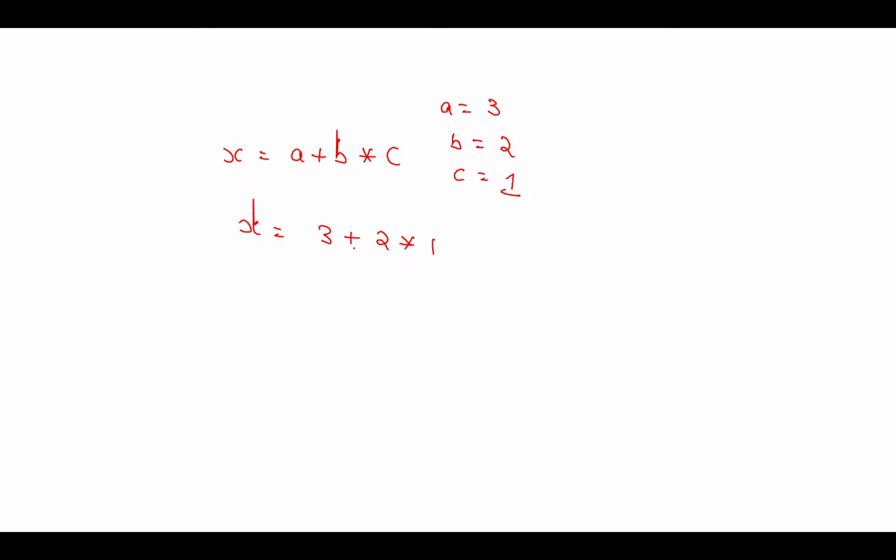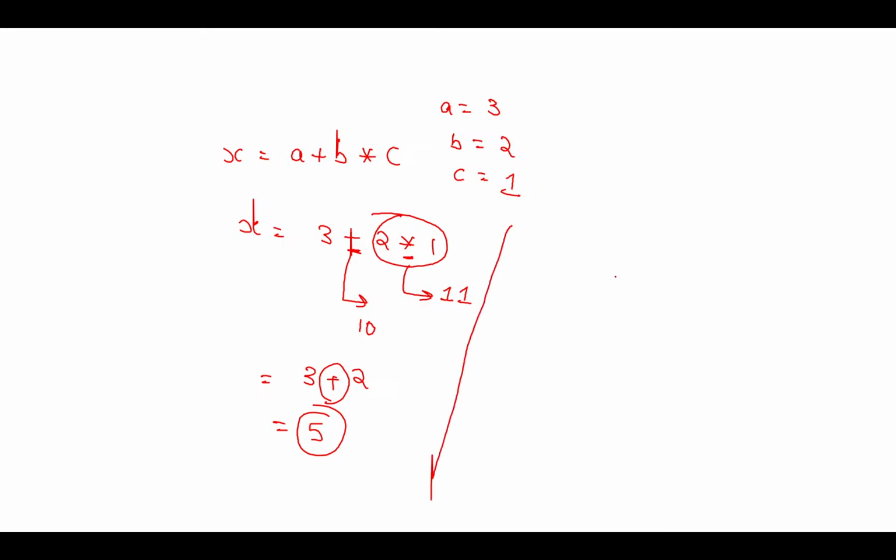Now the system sees plus and it sees into. We know that into has a precedence of 11, and plus has a precedence of 10, as we just saw. So first it does the multiplication: 2 into 1 is 2. Then it gives preference to the addition: 3 plus 2, and the final answer is 5. So whenever it sees the signs, it takes the rule of precedence into account and evaluates accordingly.